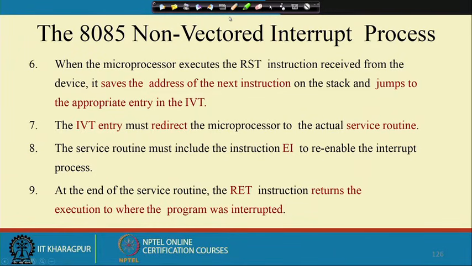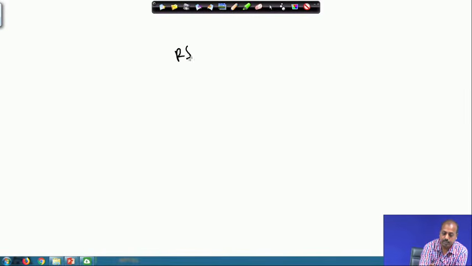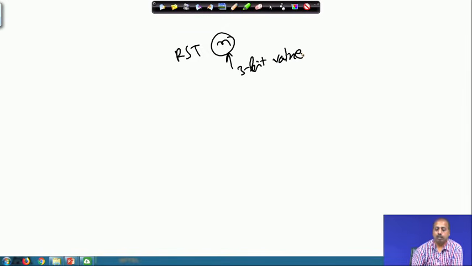In general these RST instructions are like this: RST n, where this n can be a 3-bit value, and what the processor does is that it multiplies this.